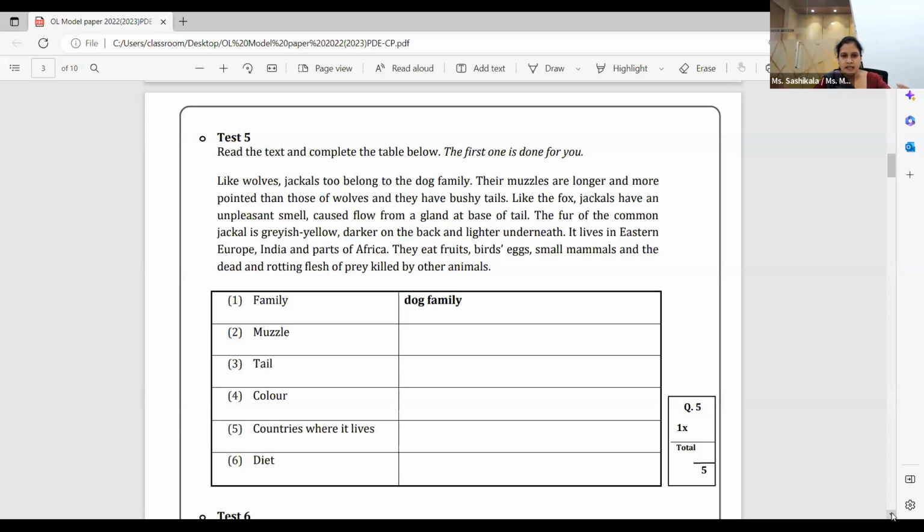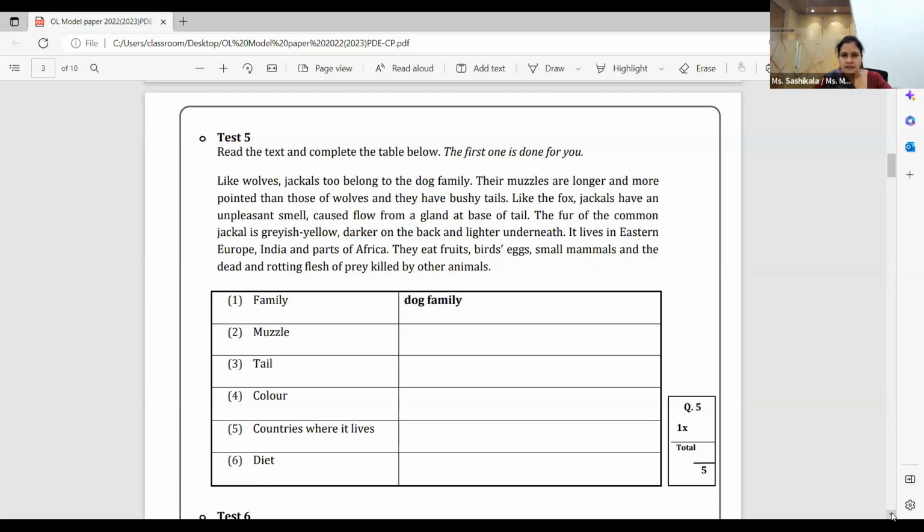Number 3, tail. So very quickly scan and find the specific information you need to fill in the third row. There you can get the answer for tail. In the same sentence, it says they have bushy tails. So the answer should be bushy tails. Their tail is bushy.